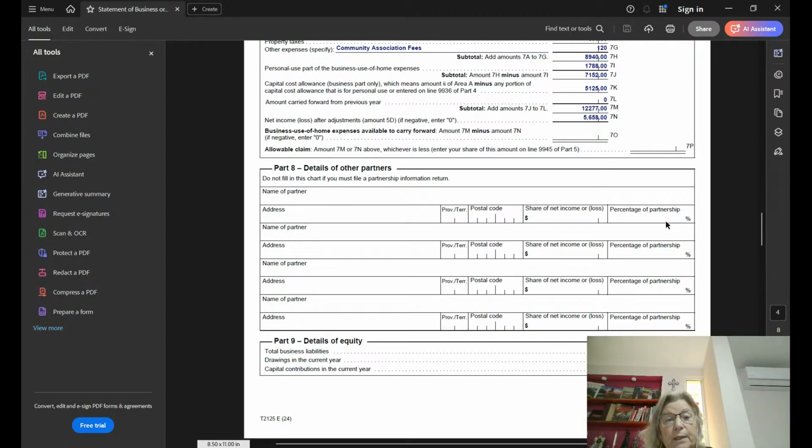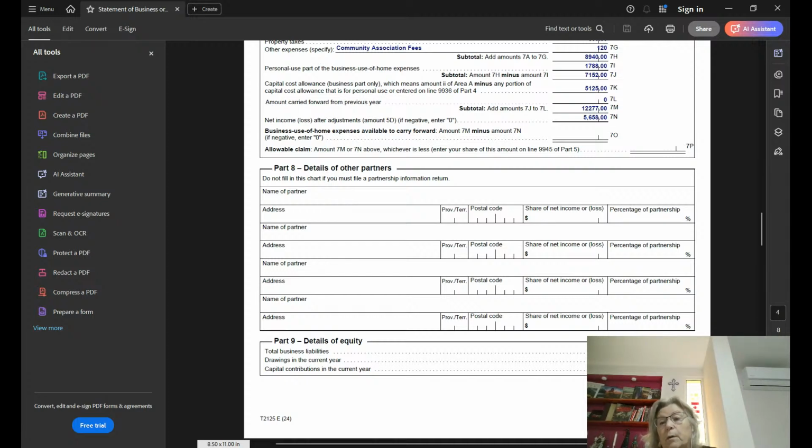Now, what Revenue Canada also wants to know is, what are your total business liabilities? What did you draw in a year? And what were your capital contributions in a year? Okay, so you're gonna want to keep track of that. So you're gonna say, well, I didn't get a mortgage, so I made 140,000 in capital contributions to buy the building. All right, what did I draw out?